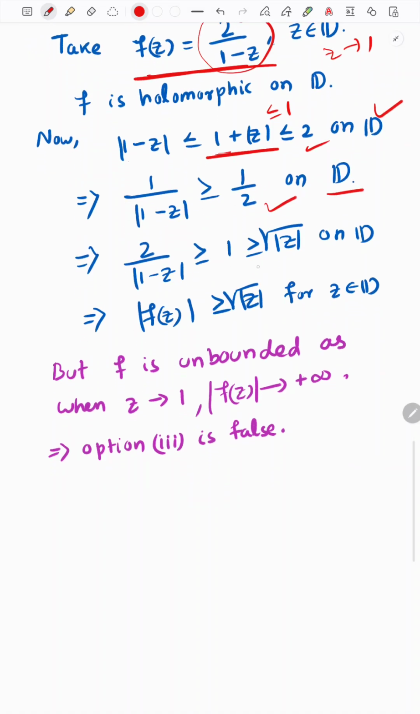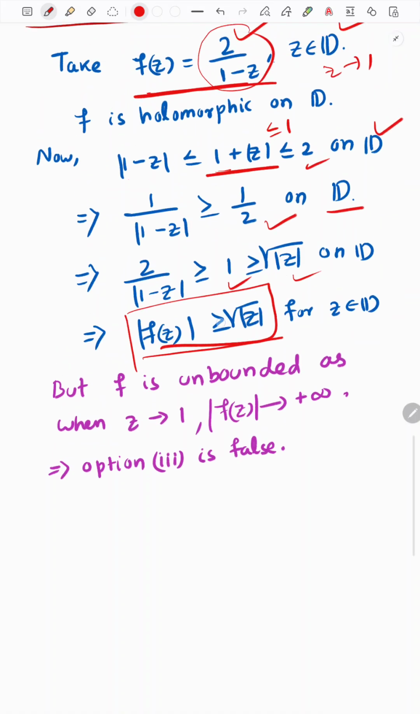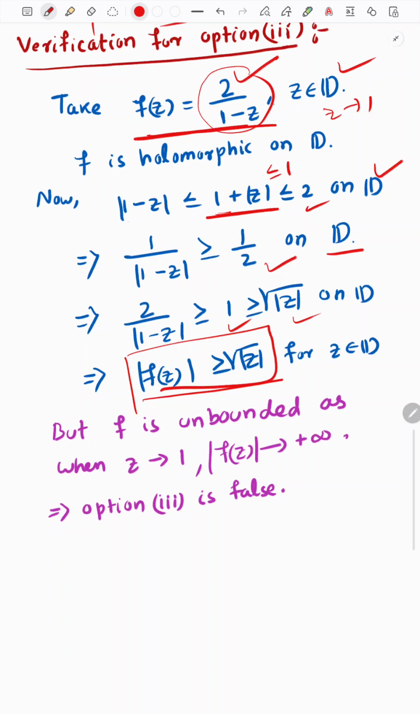This implies that 2 upon modulus of 1 minus z is greater than or equal to 1, and this is greater than or equal to square root of modulus of z, because modulus of z is less than or equal to 1. This implies this thing, so this is our required inequality, and this is our modulus of f(z).